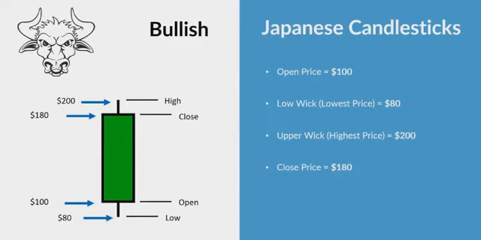So it opened at 100, it went to 180 after the 30 minutes, so that is a bullish candlestick. It is bullish for the market. The market went up in value in that time frame. Okay, so we know now that the next candle open price will be $180, because what closed on the last one, it will open on the next one.